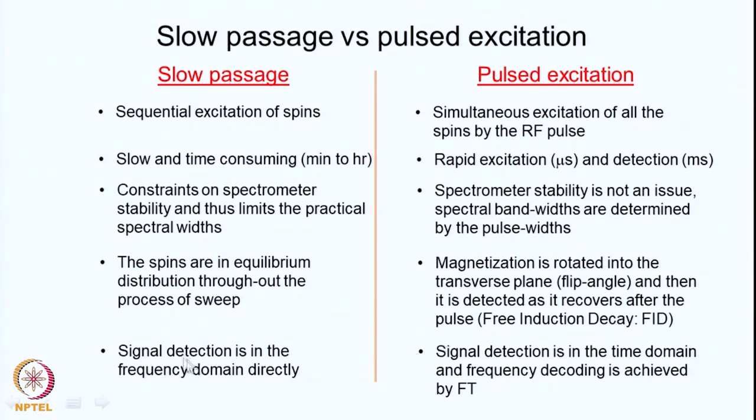Signal detection in the slow passage happens in the frequency domain directly, whereas in the pulse excitation, signal detection is in the time domain and frequency decoding is achieved by Fourier transformation. We said all the signals are excited at the same time, and the different magnetization components precess in the transverse plane. As they precess, they all individually induce signal in the detectors. Therefore, what we will observe is the superposition of all of these signals, components from the various precessing magnetization, and this can be decoded by doing the process of Fourier transformation.